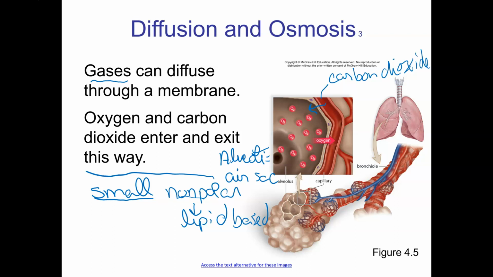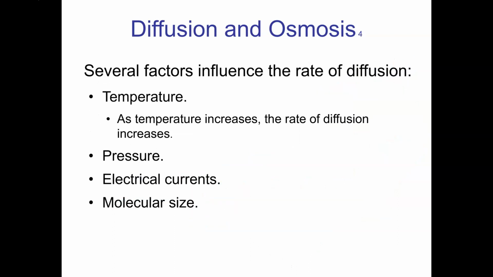So remember, the plasma membrane is very selectively permeable. There are different factors that influence diffusion and osmosis, which I'll talk about in a little bit. So temperature. If you increase temperature, there is a correlation between temperature and rate of diffusion. So you also increase diffusion.